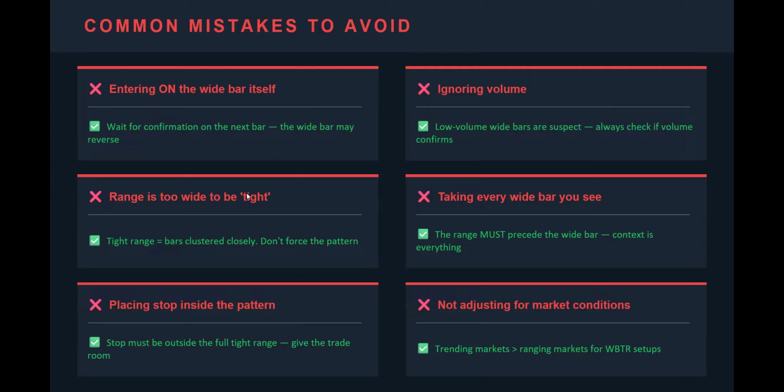If the range is too wide to be tight, tight range bars clustered closely, don't force the pattern. Range is too wide. That's what happened in Persistent Systems. The range was very wide. It is not too tight. Only after 1 month of consolidation, it gave a buy signal.